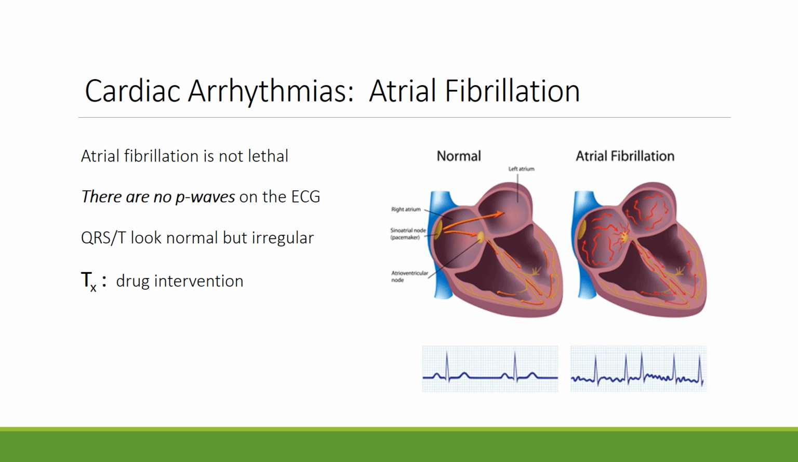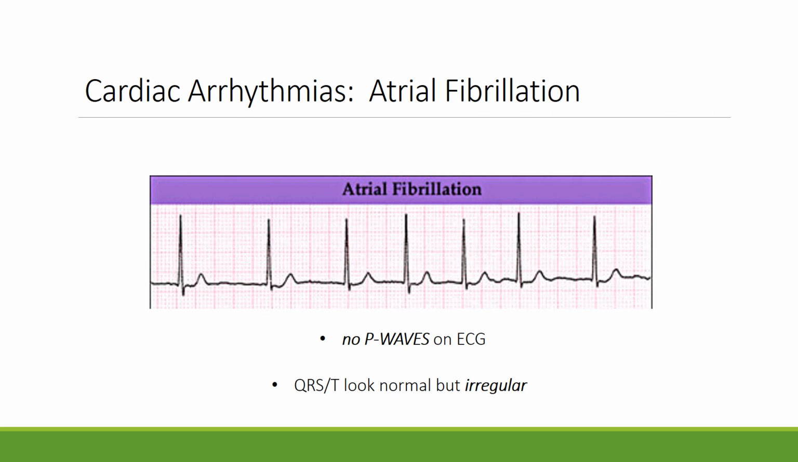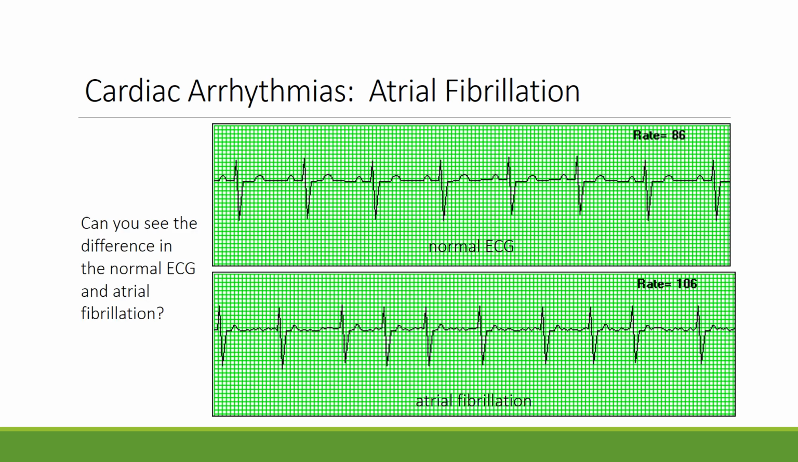Remember, this is not lethal because 70% of the blood that goes into the ventricles moves there by gravitation. The other 30% is pumped by the atria. Again, this strip shows atrial fibrillation. Notice the distinct lack of P waves and the irregular distance between QRS waves. Take a look at the difference in a normal ECG as compared to an ECG of someone with atrial fibrillation.